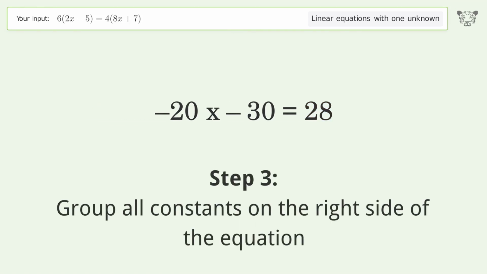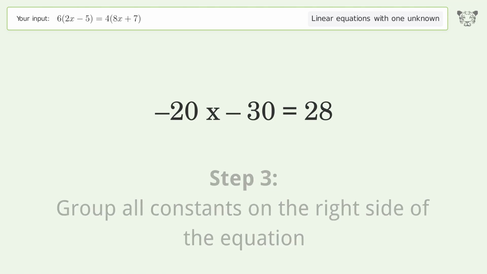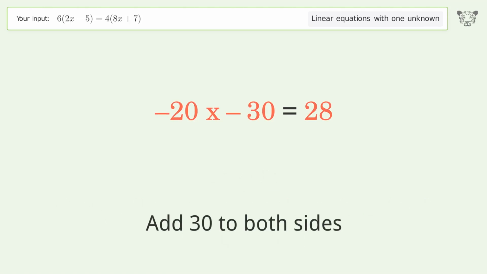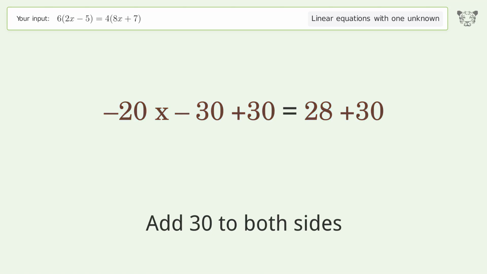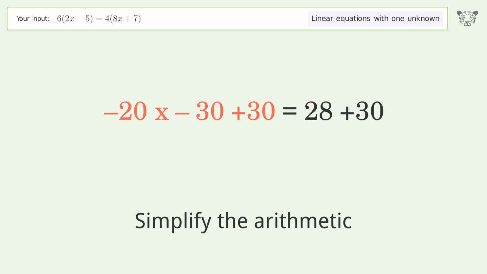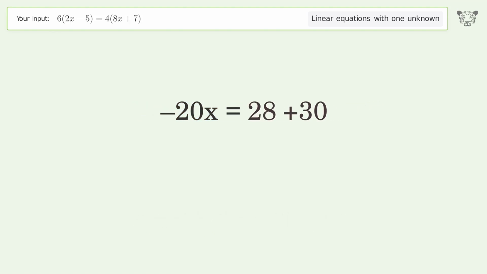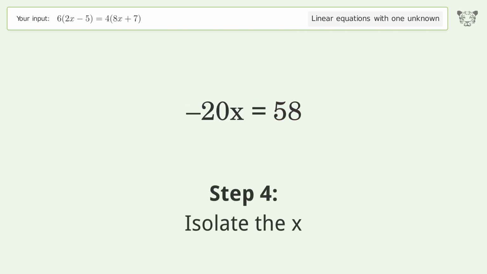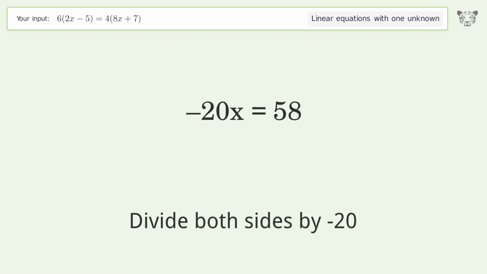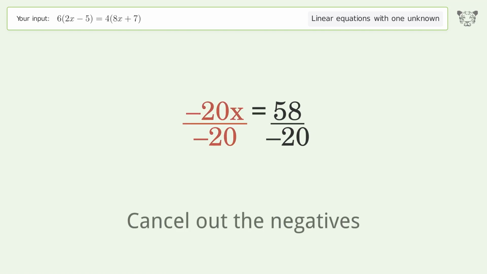Group all constants on the right side of the equation. Add 30 to both sides. Simplify the arithmetic. Isolate the x. Divide both sides by -20. Cancel out the negatives.